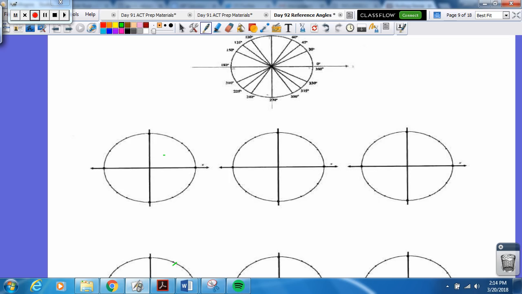Okay, so now we have these ones. This is 30. This is 150. This is 210. And then I have 330. Notice how I'm just drawing them like that? The more I draw them, the more I remember them, because you have to remember all these angles. Look at all these right here. So now we know this is 0.